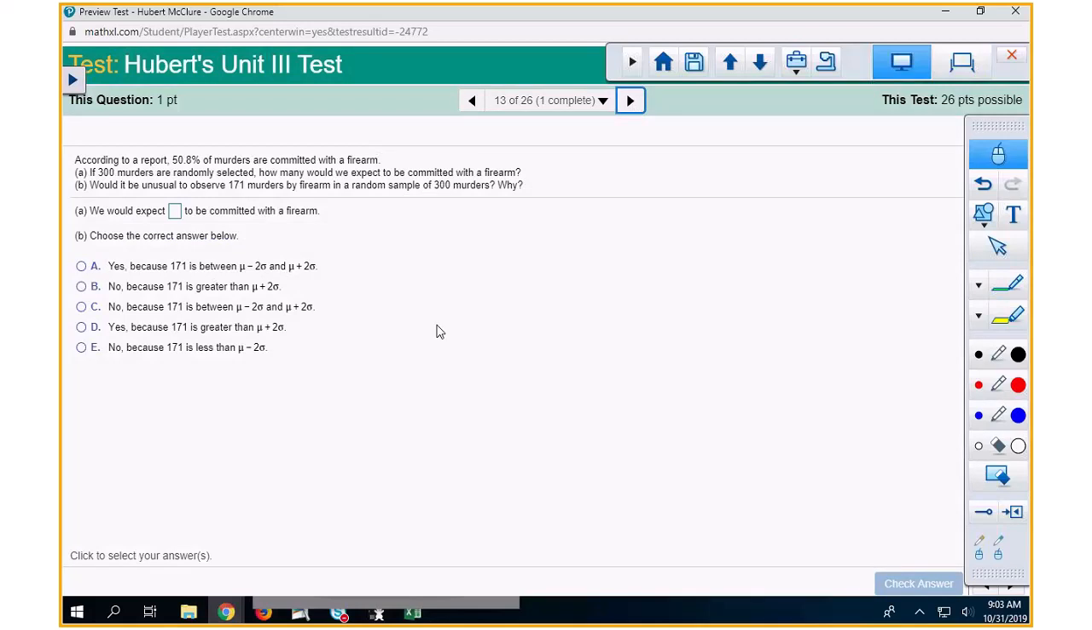According to a report, 50.8, so that would be 0.5080, that's your probability, are committed with a firearm. Okay? Not committed by a person, committed by a firearm.